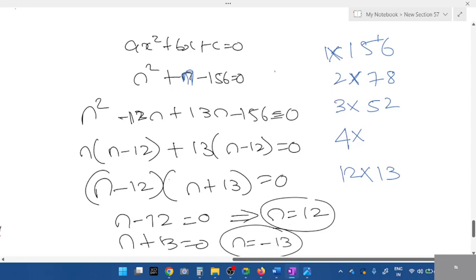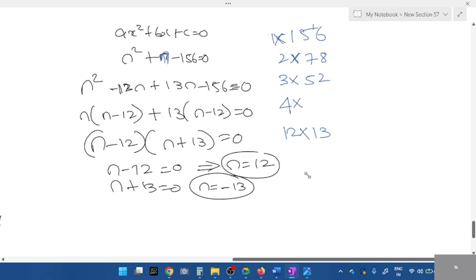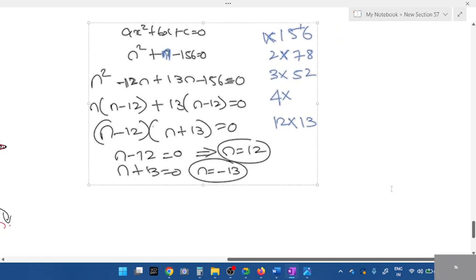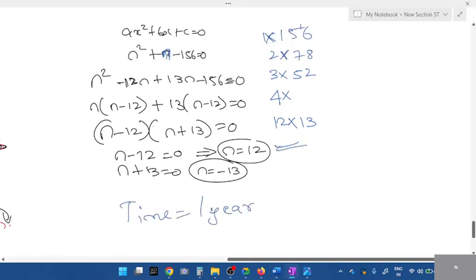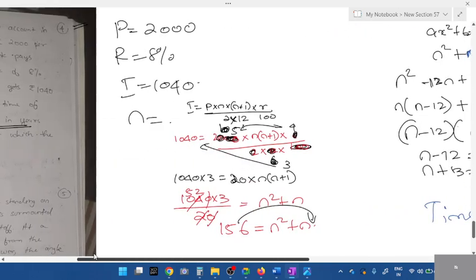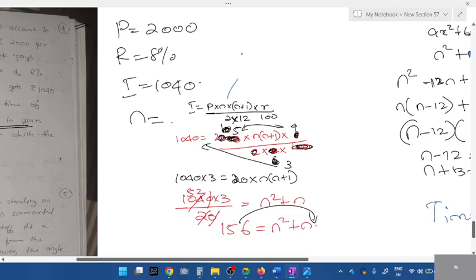They asked us to find the number of years, the time period. N stands for month here. Now you all tell me the value. Which one should I take? 12 or minus 13? 12. If you want to convert into years, what's the time period? Time period is equal to, very good. This is the answer. N stands for number of months. Okay, here N stands for month.